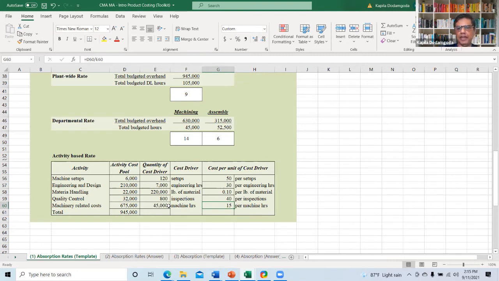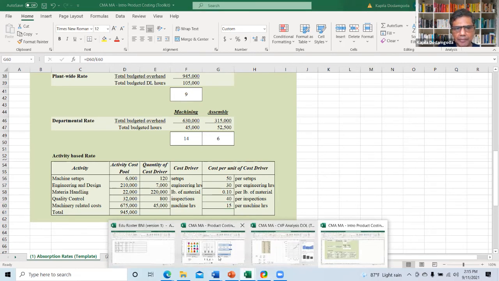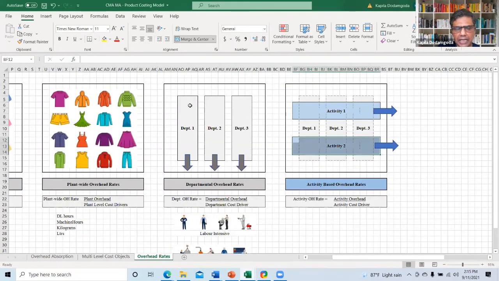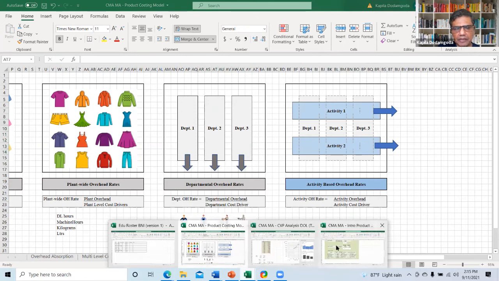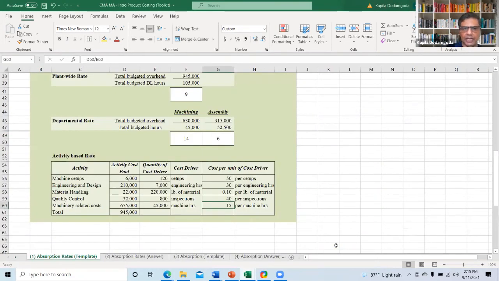So now this is what you've identified, right? Earlier we had a departmental rate, I think it was 14 in the machining department and 6 in the assembly department. Now we have 5 different activities. For each activity we have a different cost driver. So we have 5 different activity cost pools and we know the cost per cost driver.